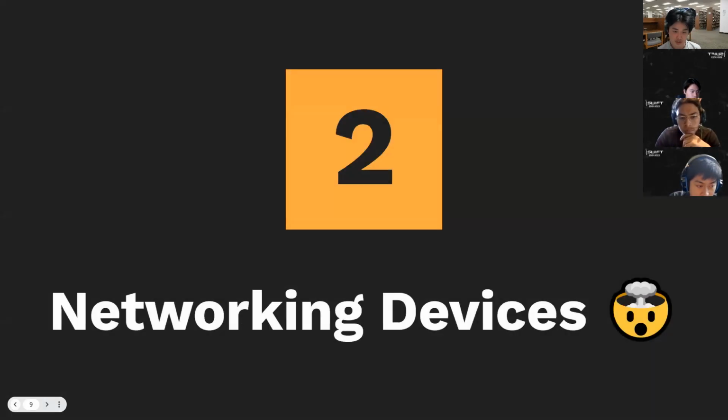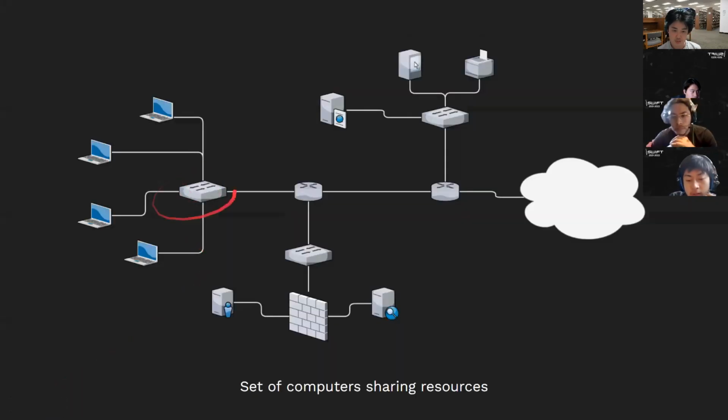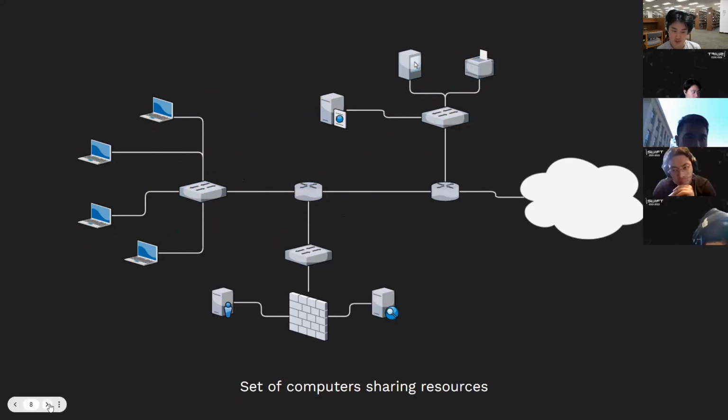So if we just go back real quick, this is a switch right here, and this switch is connecting all these devices on a local network. What the router is doing is connecting multiple networks. So for these devices to access these resources, these networks connect them all together to make networking work magically.